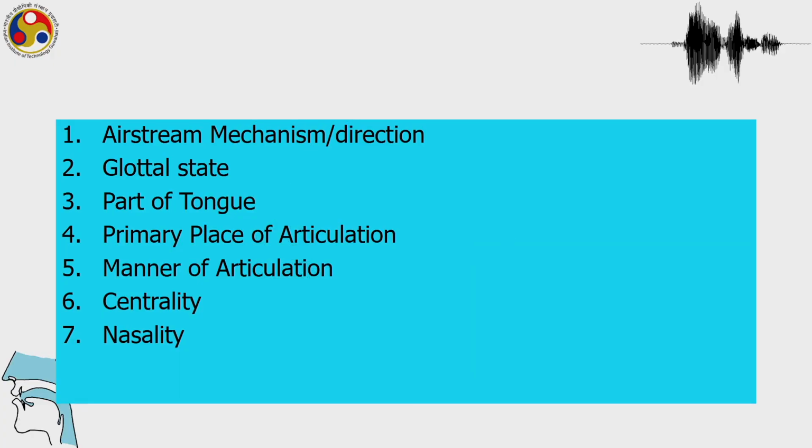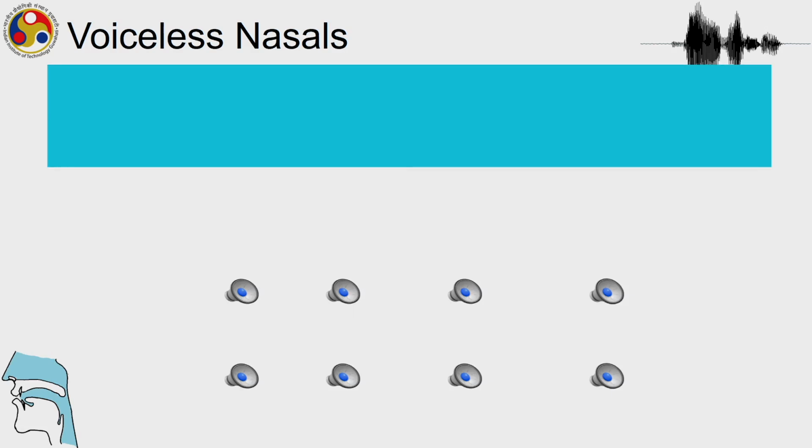And of course, manner of articulation is very important. And the other aspect is centrality, central or lateral release. And then there is the other aspect which we could see in both consonants and vowels, that of nasality, where the velum lowers and releases air through the nasal cavity, and that gives consonants and vowels another distinctive property.